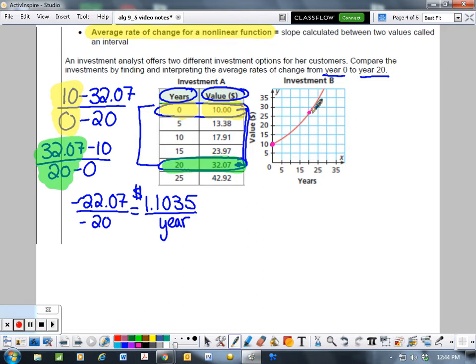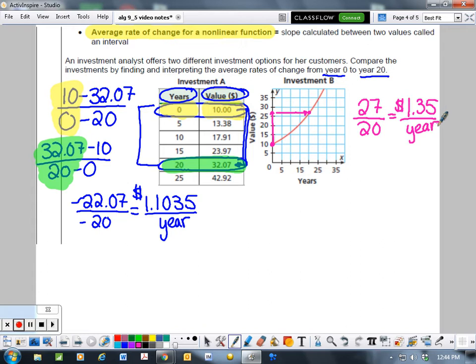So let's think about slope again, because this is a graph, as rise over run. So I am going up, which is a positive direction, and it looks about like 27. So I'm rising 27, and then I'm running 20. And that allows us to calculate that average rate of change. So 27 divided by 20 is 1.35. So we're gaining about $1.35 a year.